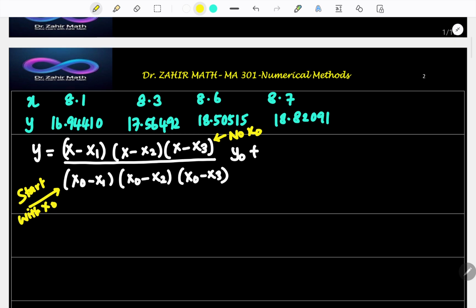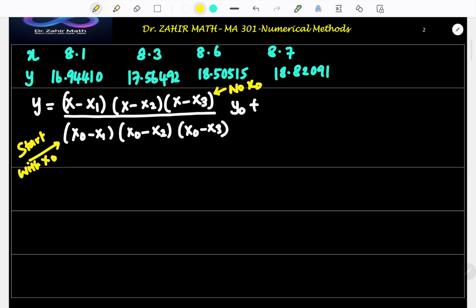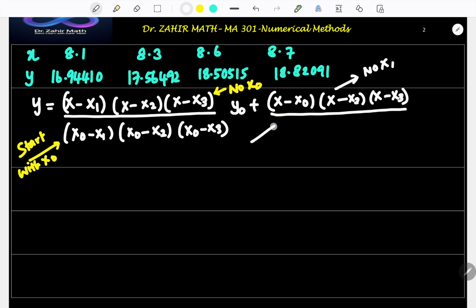Plus the next one. The next one, I'll write here, okay? So it is x minus x0. There is no x1. So x minus x0, x minus x2 and x minus x3. Okay. Right. And then divided by, no x1, and in the denominator start with x1. So what is that? x1 minus x0, x1 minus x2 and x1 minus x3. Right. Times y1. Times means multiply.